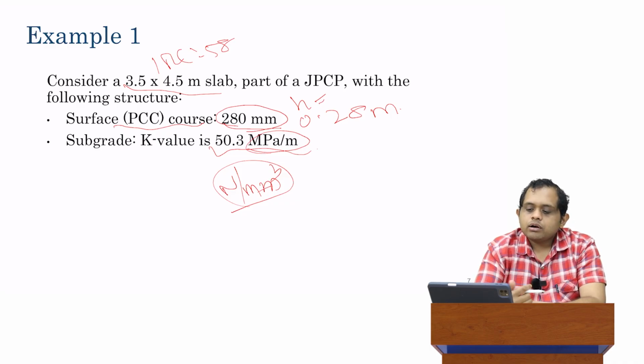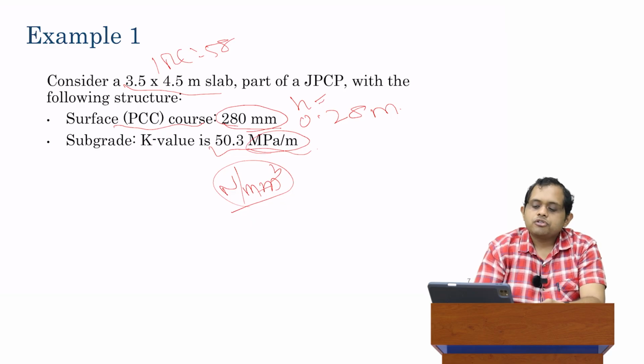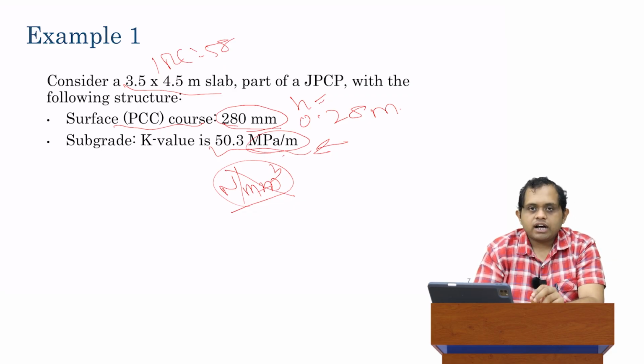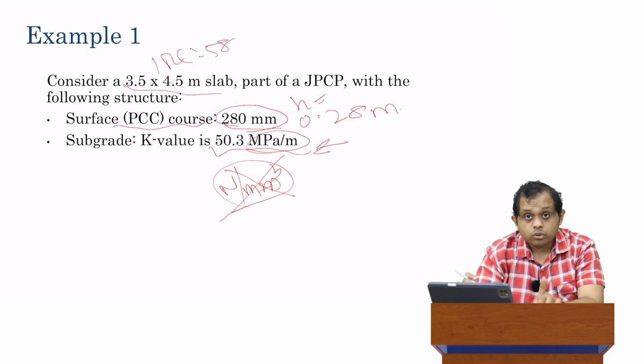In IRC 58, however, they do use mixed units. So the unit of K value happens to be megapascals per meter. So you should not perform those conversions. If you're using the IRC 58 equations, do not convert the K value into a consistent system of units. Stick to megapascals per meter. That is what you're required to use by the code.